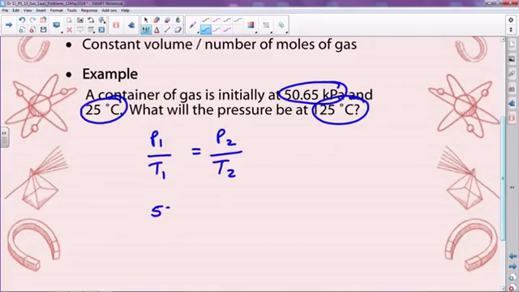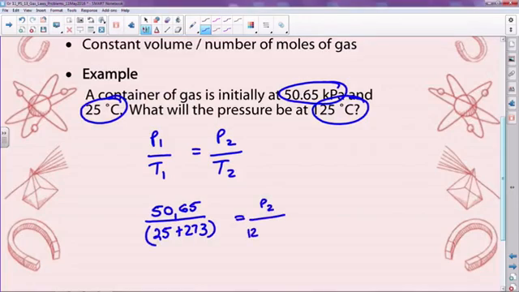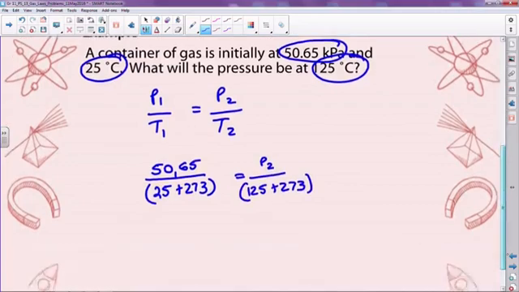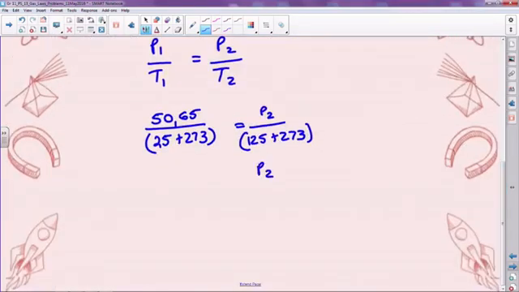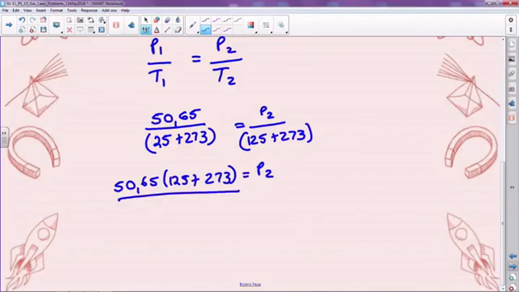I'm going to make my P1 50.65. I'm so busy talking to you, I'm not actually concentrating. 50.65 over my 25 plus 273 equals my P2 over 125 plus 273. Okay. So if I then want to have my P2 on its own, it's going to be 50.65 multiplied by 125 plus 273, all divided by 25 plus 273.